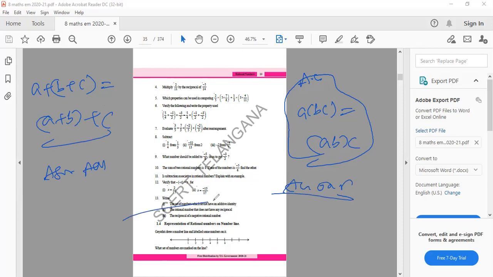Copy both answers. The given question, A plus (B plus C) equal to (A plus B) plus C, comes under the associative law of addition. Your textbook answer just mentions the associative law. We can clearly say associative law of addition. You should not be confused.